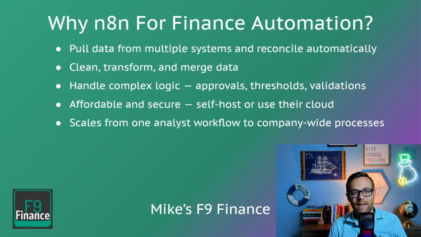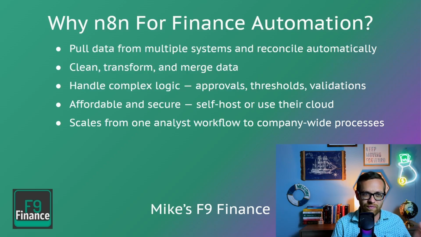Just like a lot of tools we have, you can clean, transform, and merge data, but you can also put in complex logic. You can put in approvals, thresholds, validations. Best of all, it's very affordable and secure because you can self-host it since it has an open source version. It also is very scalable. Make and Zapier and Power Automate have a lot of limits on the number of tokens or credits that you can run. N8N is really designed to scale. You can go beyond single analyst workflows and really automate company-wide processes, well beyond the limits of what a lot of other tools can handle off the shelf.